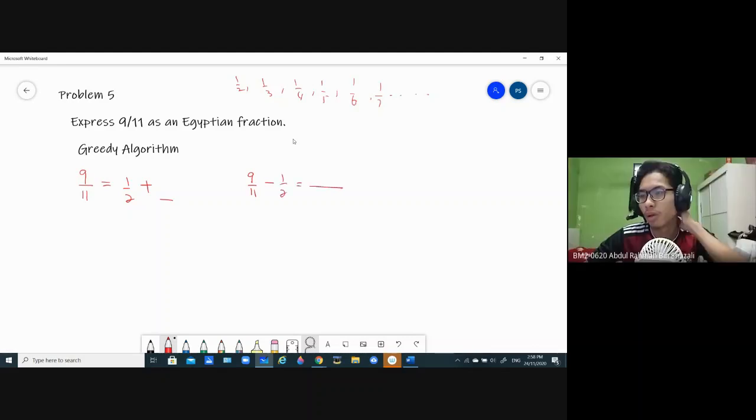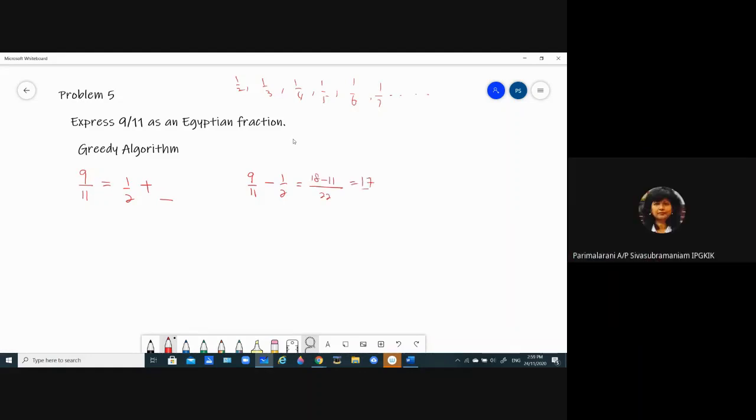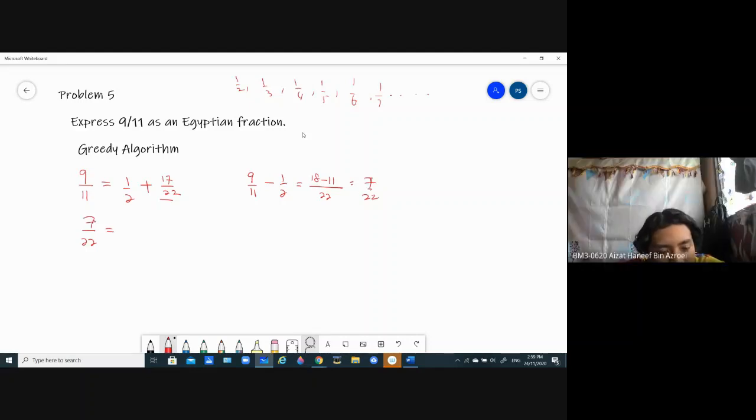22, 9, 18, 7 over 22. Can we simplify this? No. So we write our answer here, 7 over 22. This half is a unit fraction, but 7 over 22 is not a unit fraction. So we have to change 7 over 22. Sorry, it is 7, yes. I'm sorry, thank you for telling me that. Okay, 7 over 22. Now we want to change 7 over 22.